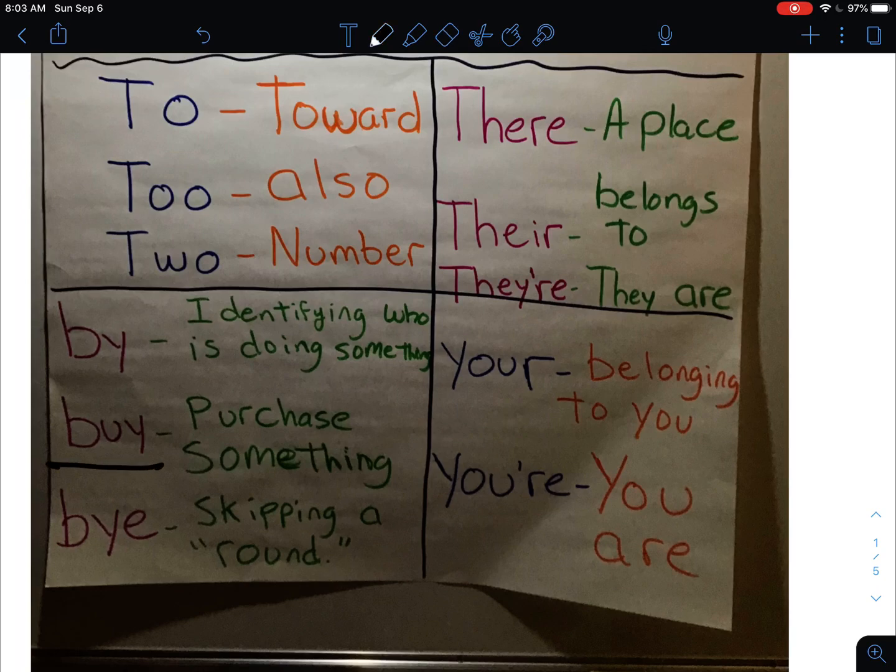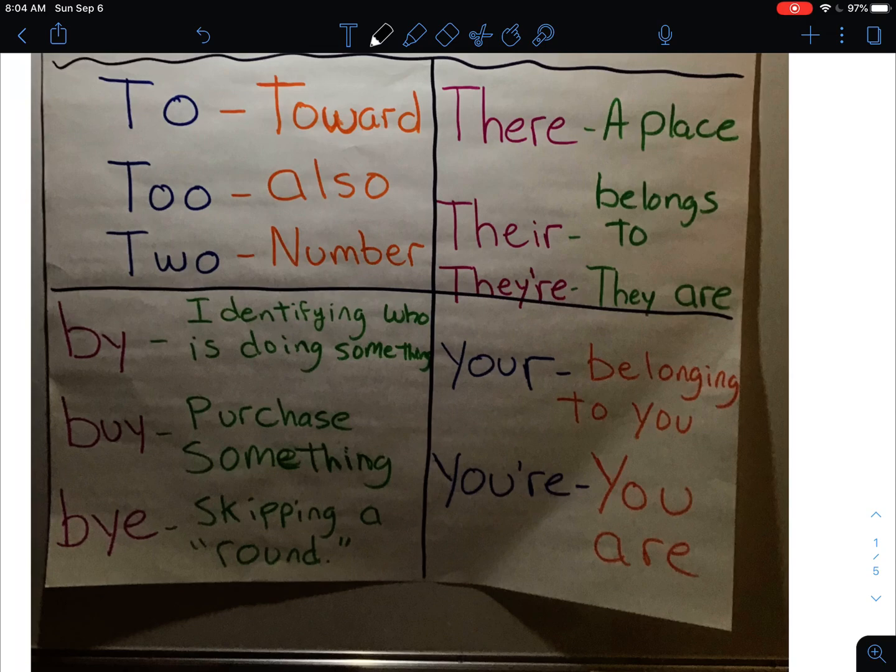The second one, buy, means you're purchasing something, like at a store, right? I want to buy that video game. So that's BUY. And then the third one, bye, is actually skipping a round. And what I mean by that is you hear the word bye a lot in sports. So like if you have the best record in the league, you can skip the first round of the playoffs, and that means you have a bye. All right. So that's what that means.